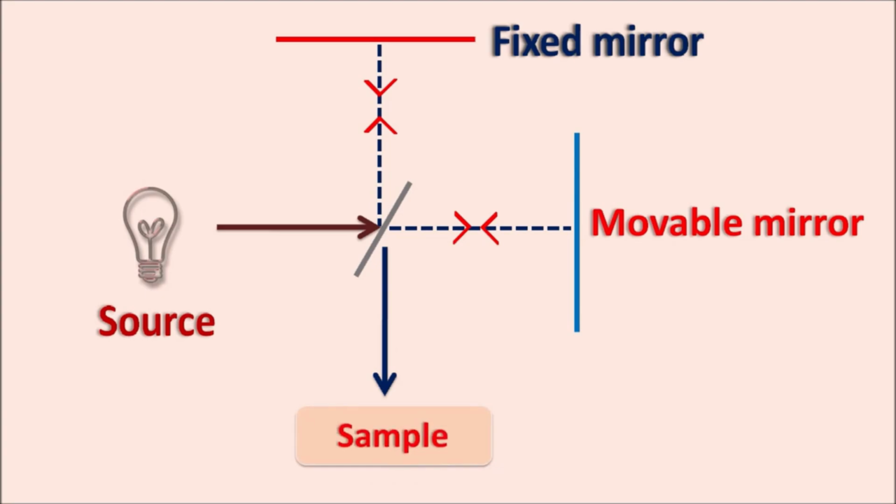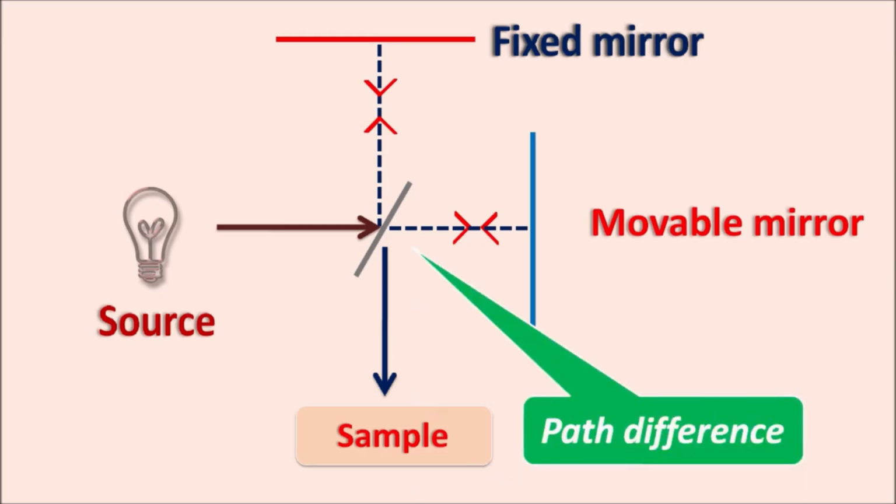So this is the condition where both the movable mirror and the fixed mirror are at equal distances from the beam splitter. But after time t, the movable mirror is going to move. Suppose it moves like this. Then what happens? Now the movable mirror is somewhat nearer to the beam splitter, so the reflected beams will have different path lengths. Because of the difference in their path lengths, there is a path difference between the two reflected beams coming from the fixed mirror as well as the movable mirror.